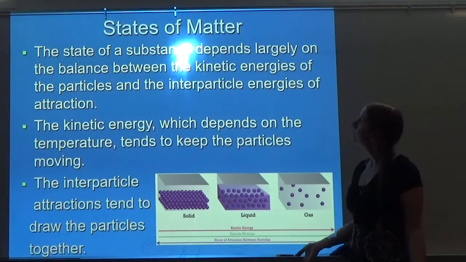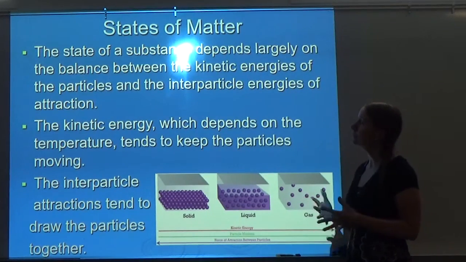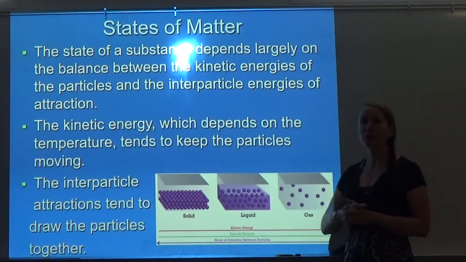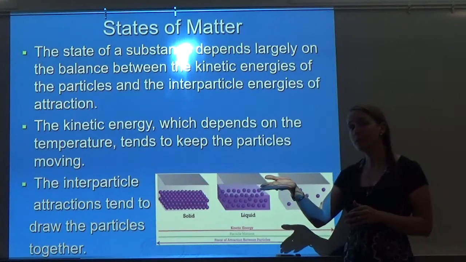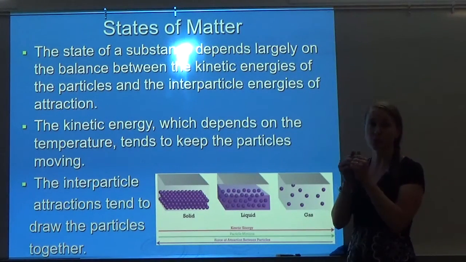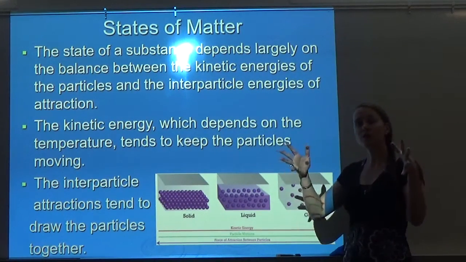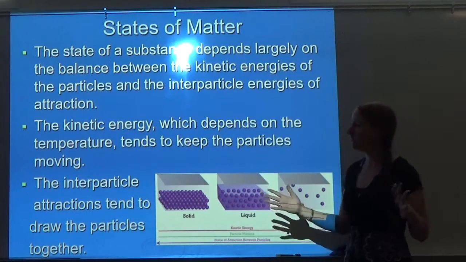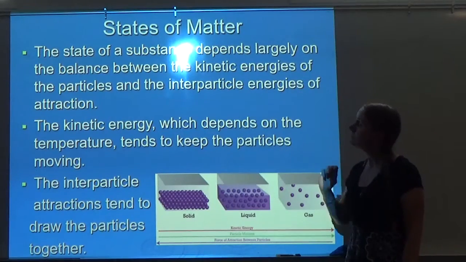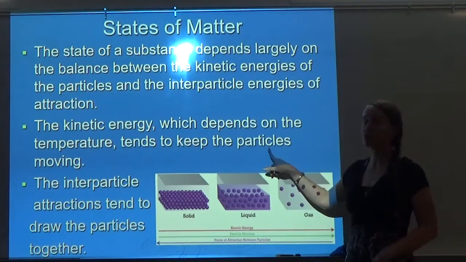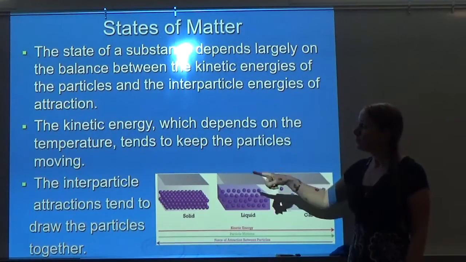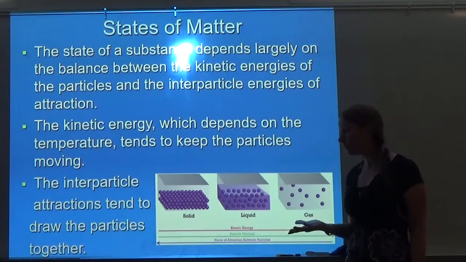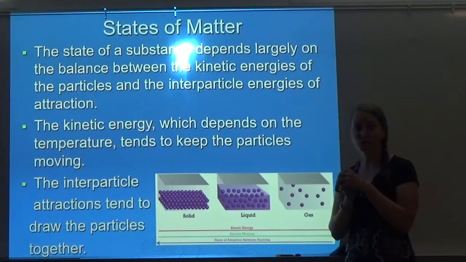The state of a substance depends largely on the balance between the kinetic energies of the particles and the inter-particle energies of attraction. In other words, it's all about the kinetic energy of movement versus the intermolecular forces, which try to hold them together. Intermolecular forces try to keep particles together. Kinetic energy tries to spread them out. The kinetic energy, which depends on the temperature, tends to keep the particles moving. The inter-particle attractions, or intermolecular forces, tend to draw the particles together.